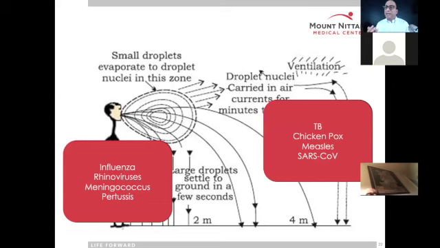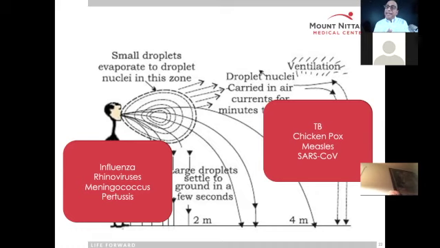TB is a typical example, which is why TB used to be so easily spread in India, because even we as physicians, when we would often walk in, often without protection, we would carry an extremely high chance of contracting TB because these organisms would be hanging out in TB wards, and it was not that hard to get. Chickenpox is another example, measles is another example, and SARS-CoV is another example.